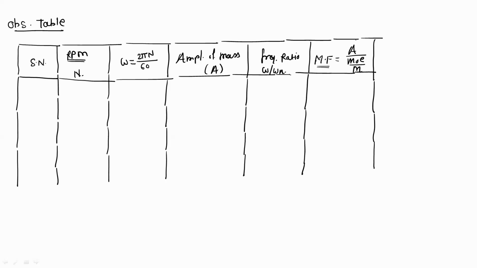Okay. So for the rotating unbalance, we have the magnification factor like this: A divided by m0e upon capital M. So A is the amplitude of the mass, m0 is the eccentric mass, e is the eccentricity, and M is the total mass of the system. Okay. So actually, the experiment that we are performing is the experiment of the rotating unbalance, because we will provide the excitation by using the motor and the eccentric mass connected to the motor shaft.